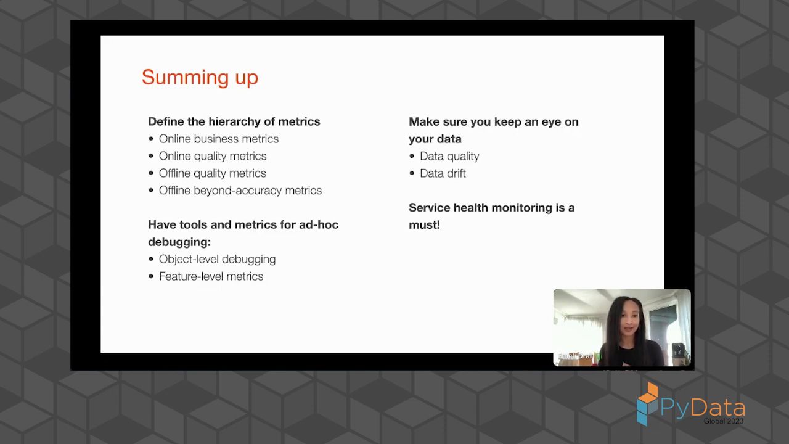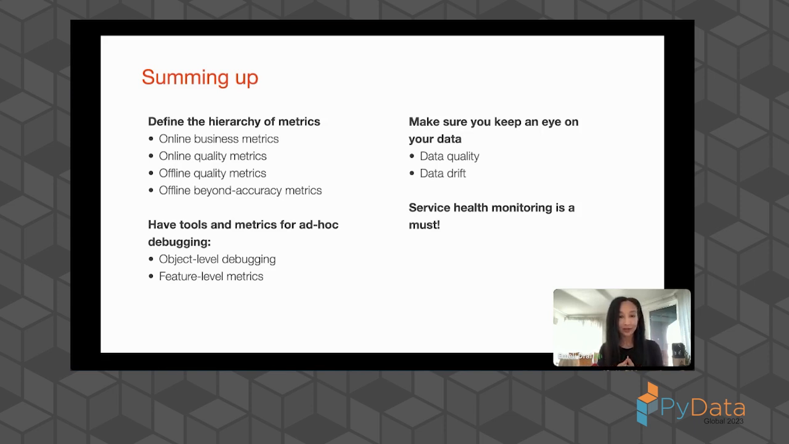So if you know the connection between the online quality metrics and business metrics, you can get the right alerts and detect issues faster. Also, it's quite a good idea to have some offline quality and beyond-accuracy metrics calculated in a batch mode on the same dashboard, because it will help us to debug things faster.